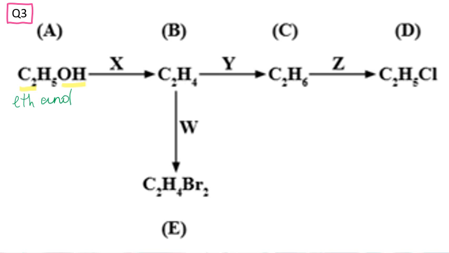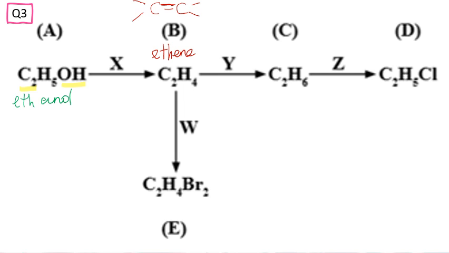Then conversion X gives me B, and if I was to draw out B, I can see that it's 2 carbons bonded together, 4 hydrogens, which gives each carbon 3 bonds around it, and it needs 4. It has a valency of 4. So there's going to be a double bond in there, and 2 carbons, making it ethene.